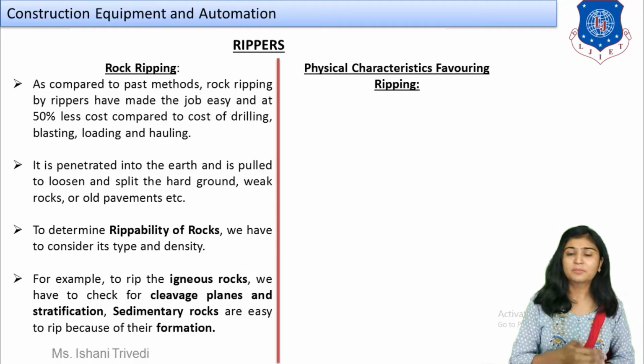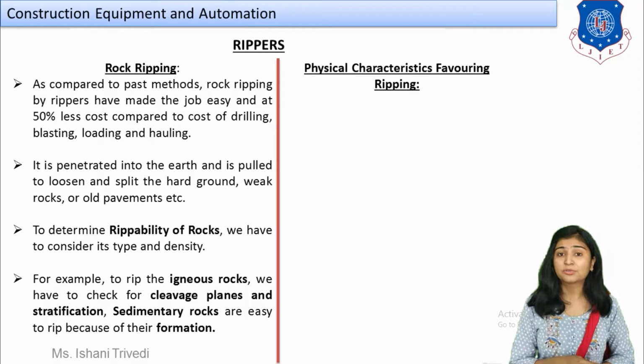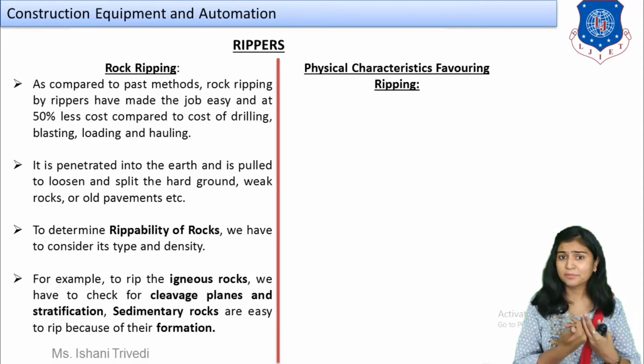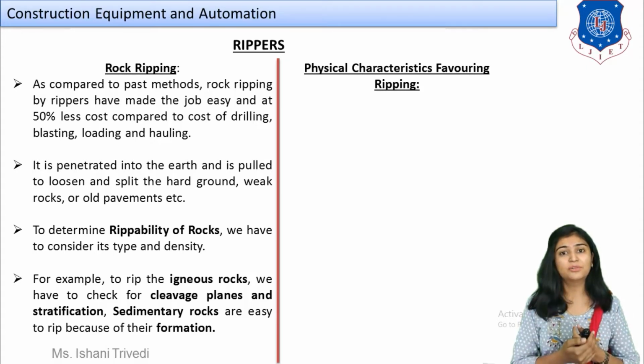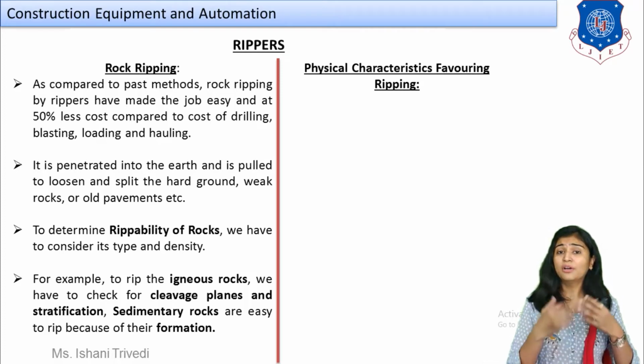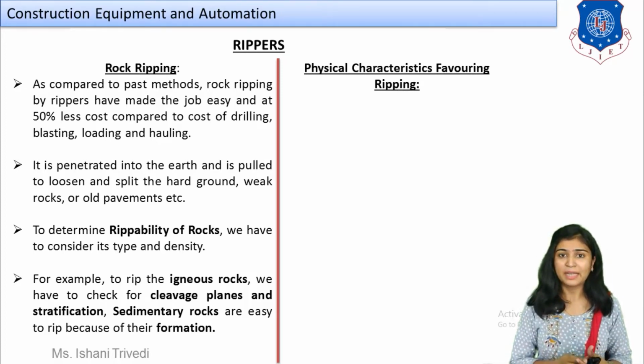Now if I talk about the rippability of the rocks, we have to consider the type and density of the rock. Before moving earth, before moving any type of soil, it is obviously important for us to determine what type of rock we are dealing with. So we need to know about the type and density. You can take the soil sample and determine it, or you can also perform it on the site.